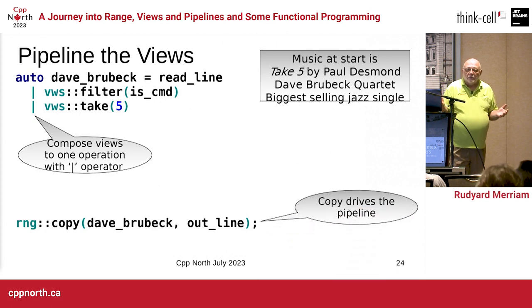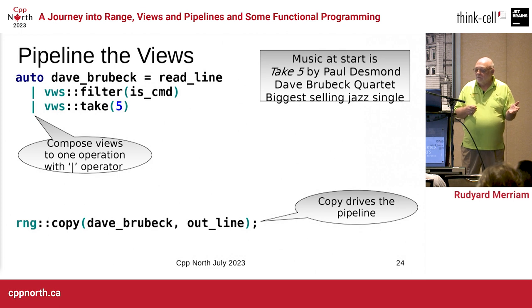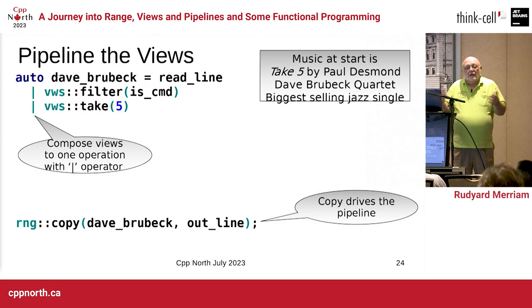And we take Dave Brubeck, we put it into the copy. Copy drives the whole thing. So we got a real simple statement down here, which says what we're doing. Copy, Dave Brubeck, to outline. Our pipeline is in natural order. The copy is in natural order. That's very nice.